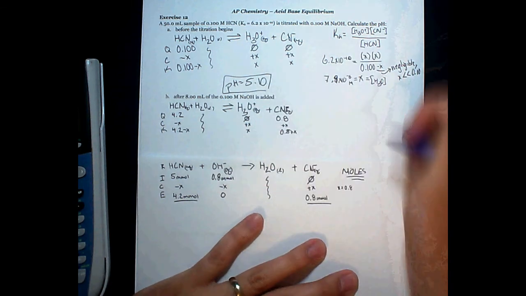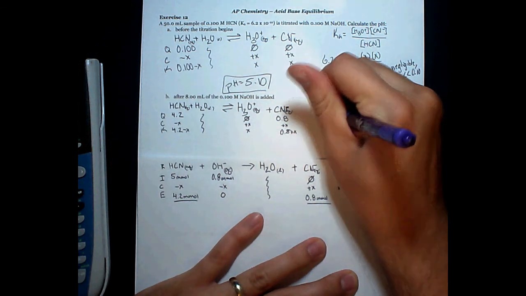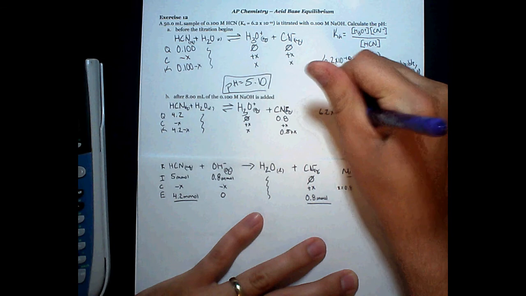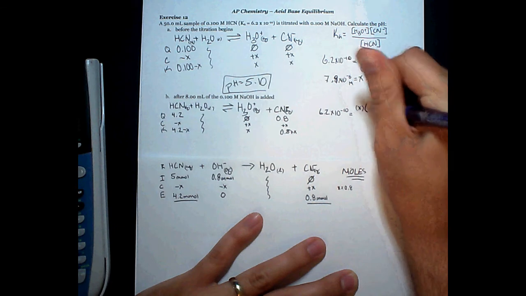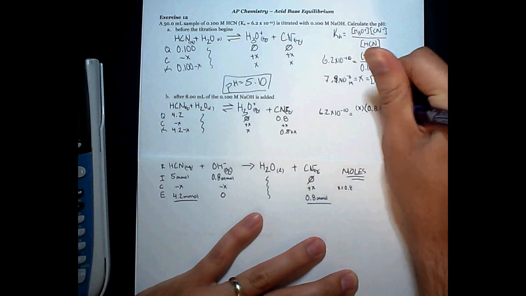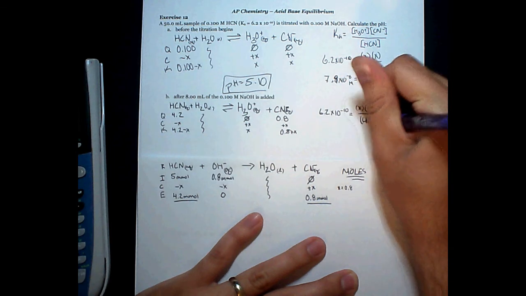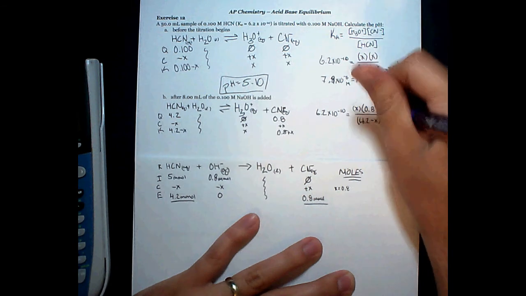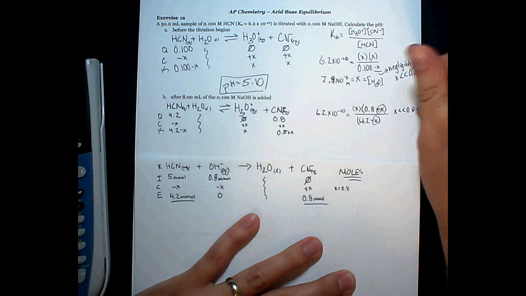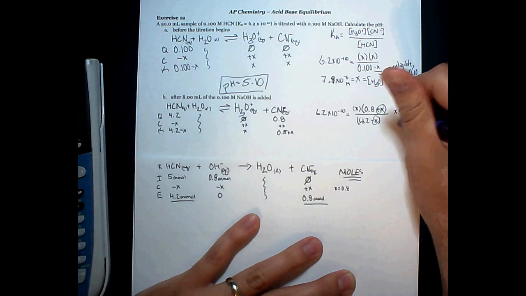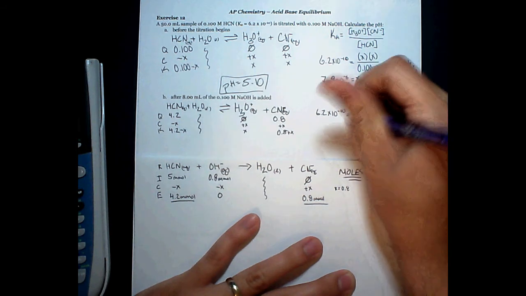Now we plug this into our Ka expression, which is up here. I'm going to skip writing out the expression. So we have 6.2 times 10 to the negative 10th is equal to x times 0.8 plus x divided by 4.2 minus x. We can say that these x's are negligible because x is much, much less than 0.8, which is also less than 4.2. And then we solve for x.